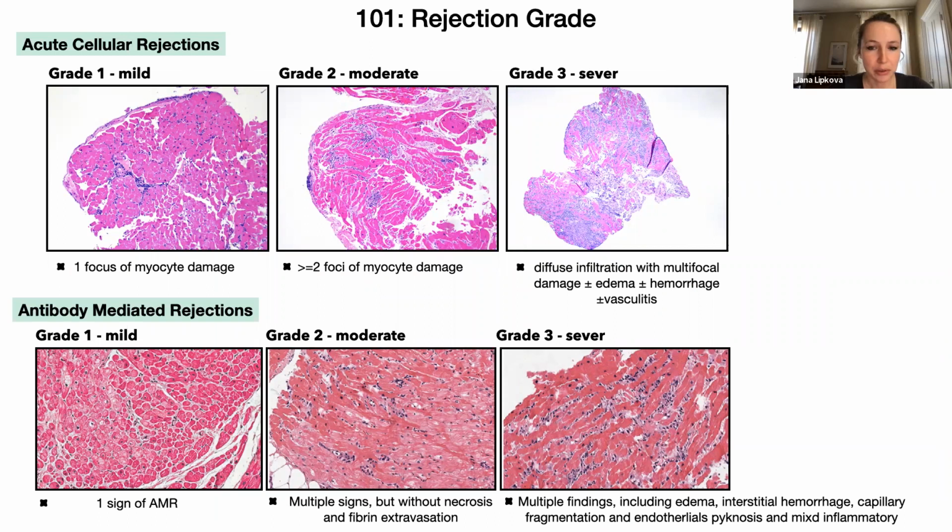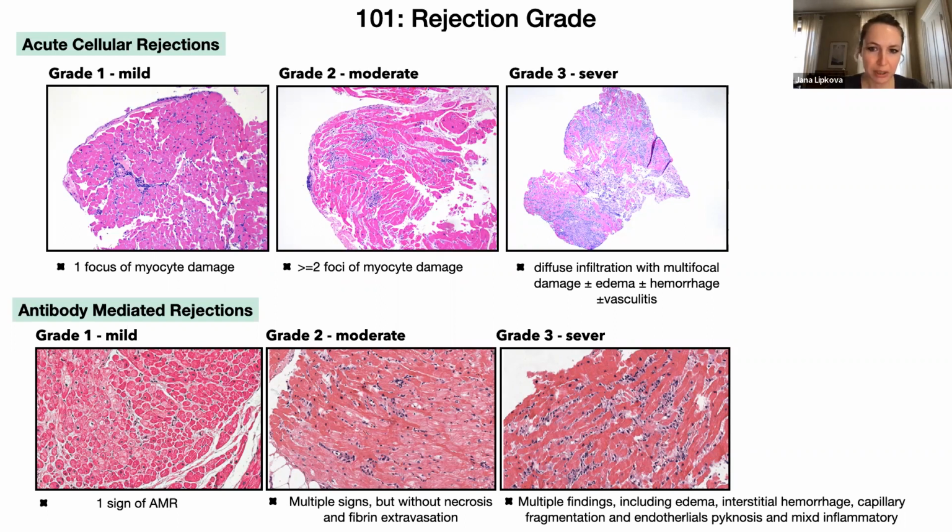In the case of cellular rejection, grade 1 is defined by the presence of 1 focal injury. So there is this blob of lymphocytes you can see in the first figure. If there are 2 or more injuries, it's going to be grade 2. And if there are multiple injuries plus the presence of other abnormalities like edema or hemorrhage, it's going to be grade 3. Basically, with grade 3, a lot of stuff has already gone wrong.